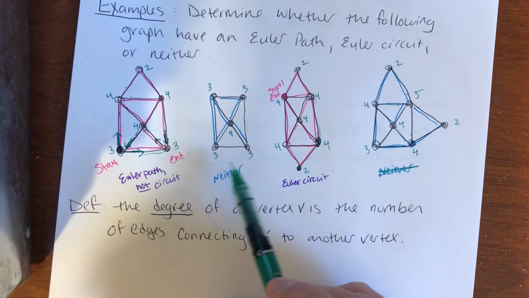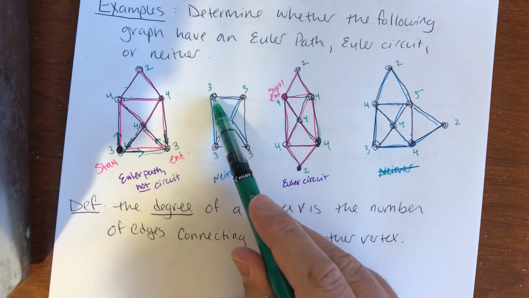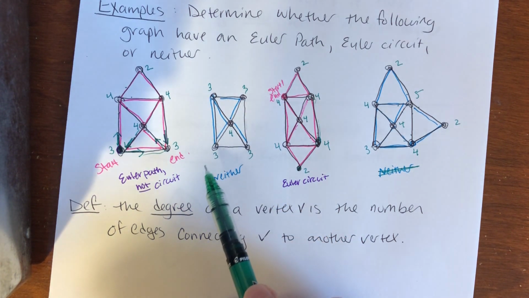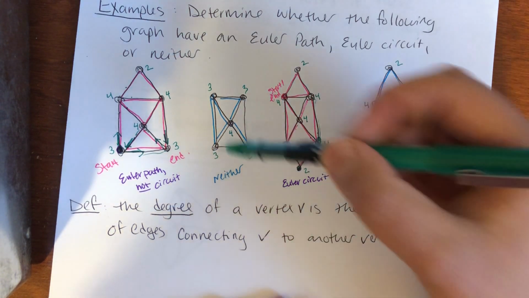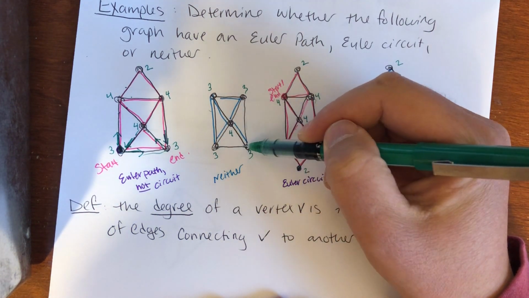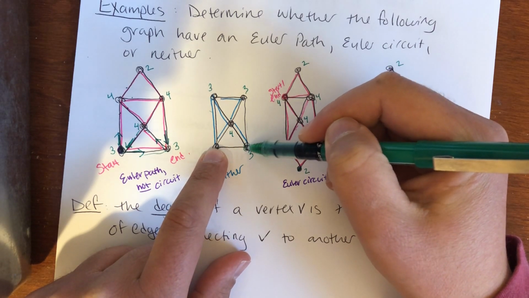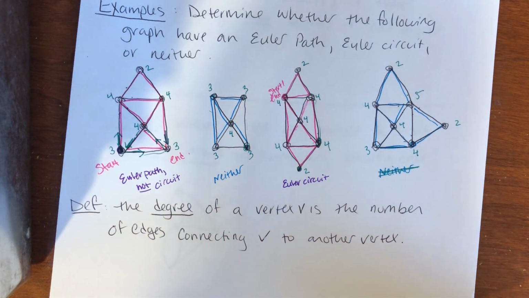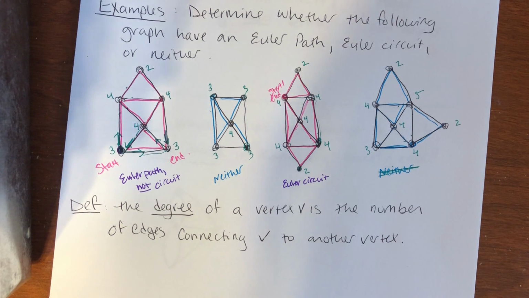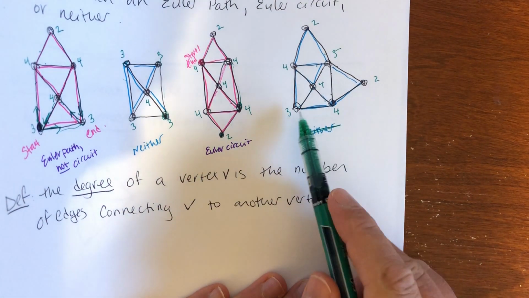Now, in this graph that had neither, we had 1, 2, 3, 4. We had 4 odd degree vertices. That's going to be a problem because if we were to start at one of them, you would leave, come back in, leave again, and then you'd never be able to visit this one again. But that's true about this vertex and this vertex and this vertex as well. So if you have more than 2 odd degree vertices, you're not going to be able to find an Euler path.